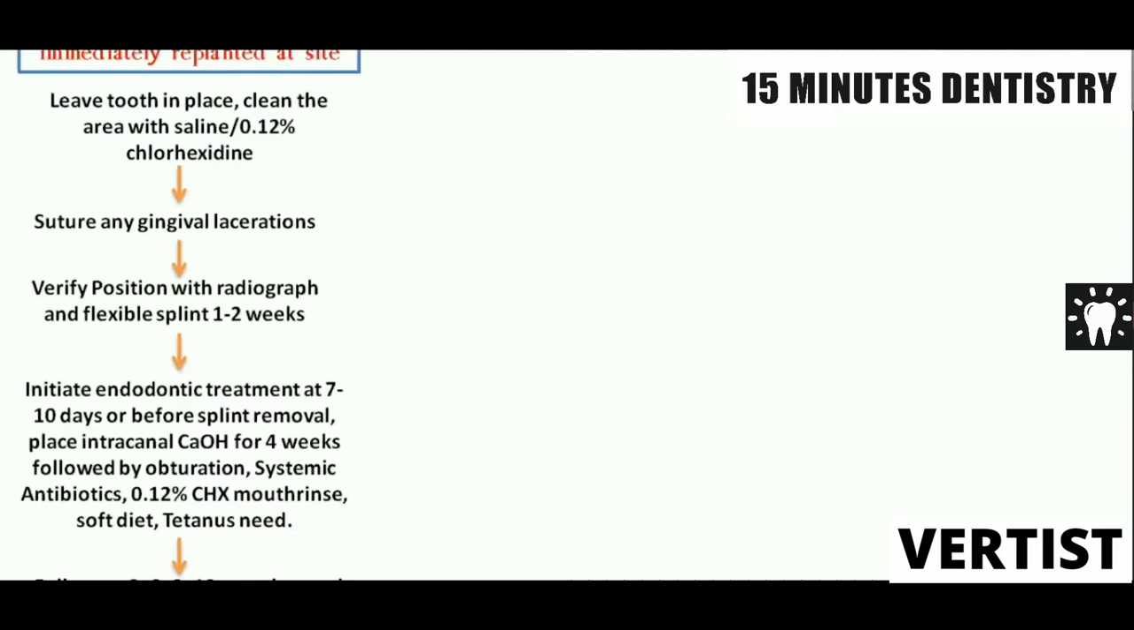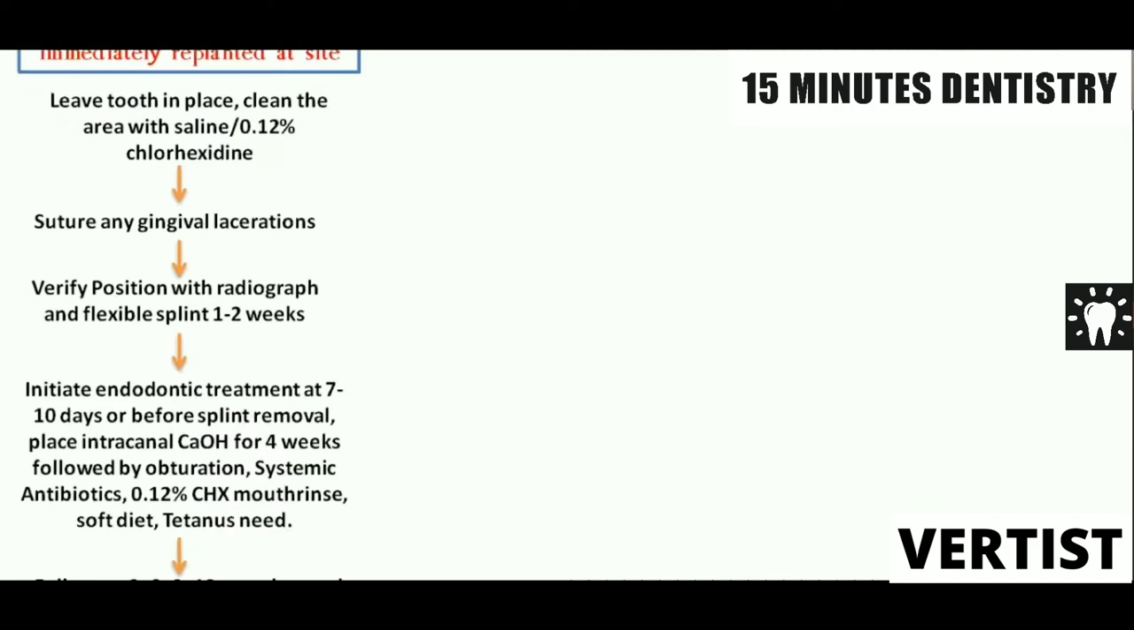Why endodontic therapy has to be initiated at 7 to 10 days is because if we delay endodontic therapy, the pulp would undergo necrosis, and this would initiate inflammatory root resorption. So that's why the latest that endodontic therapy has to be started is 7 to 10 days. And after removal of the splint, you have to place calcium hydroxide. This intracanal calcium hydroxide for 4 weeks serves the same purpose: it is going to prevent any inflammatory root resorption.